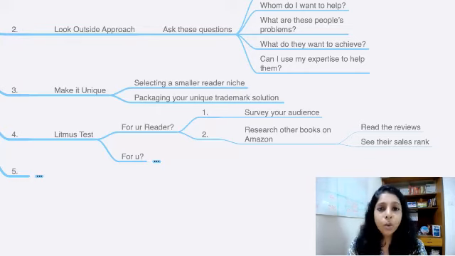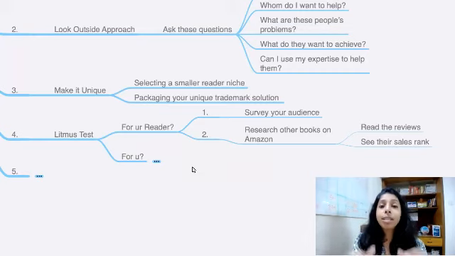So these are the two ways where you're going to look at other books. Look at least 10 books related to your topic and see if they've got good reviews, if they're selling well. If the answer is yes to both, then you should probably go ahead and write that book, because there are enough readers interested in that topic. So this is the first litmus test, which is for the reader.